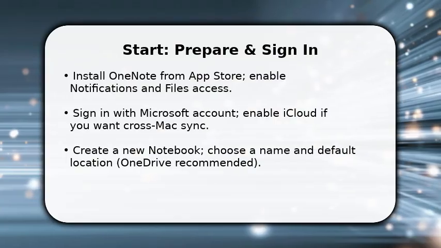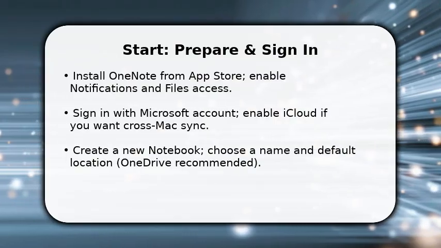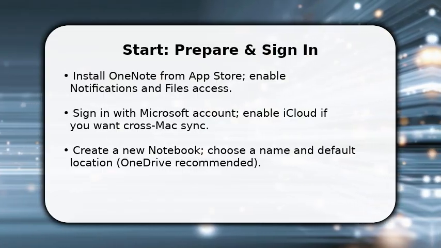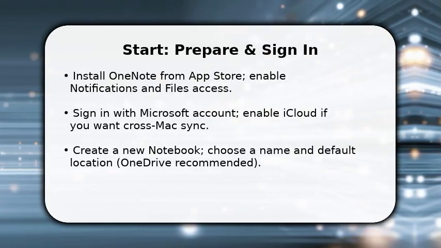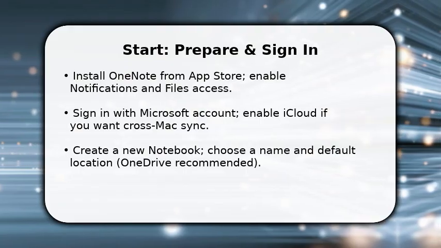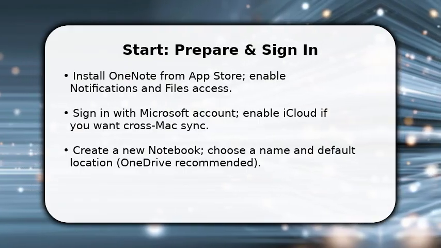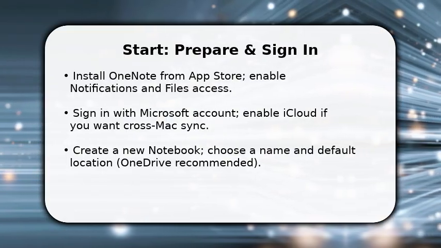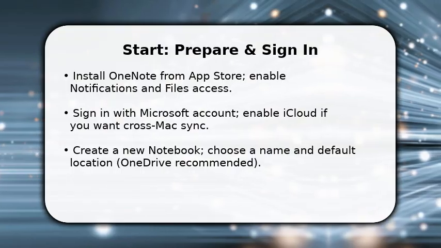You begin by installing OneNote and granting files and notification permissions so notes can store and sync. Sign in with your Microsoft account. Once done, OneNote links to OneDrive for automatic backup. Create a new notebook and pick a clear name and location. Choose OneDrive to keep versions and access across devices.